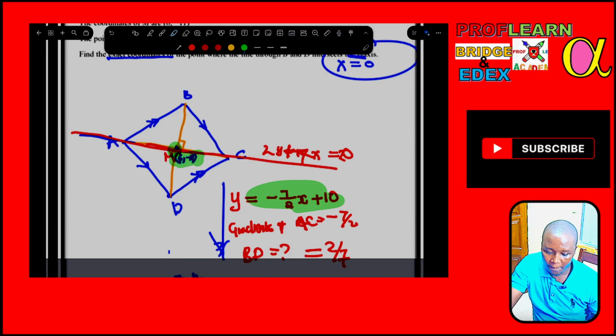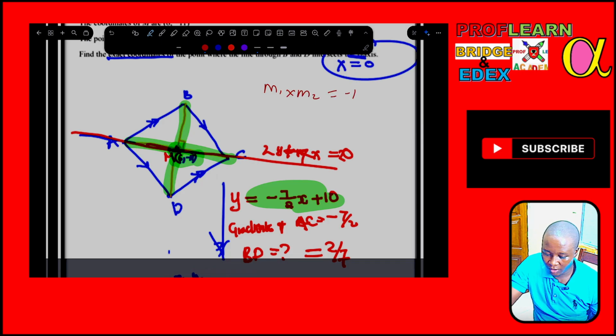Since the diagonals are perpendicular to each other, this diagonal is perpendicular to this one, and that's where the line passes, then we can say the two lines are perpendicular. Then you can use the concept of m1 times m2 equals -1.